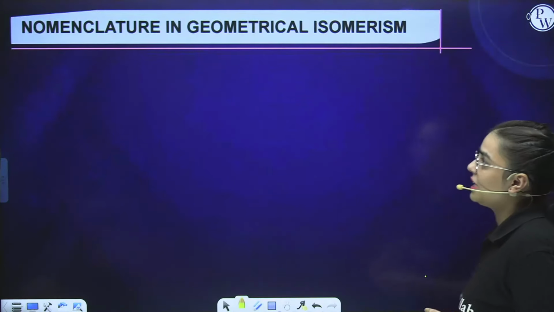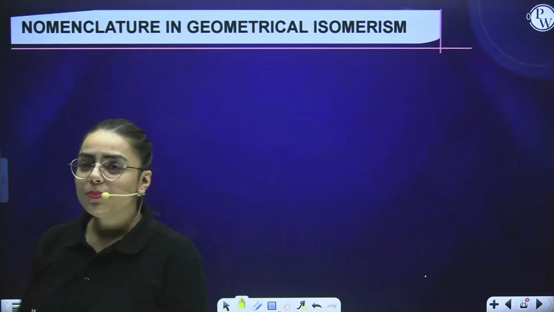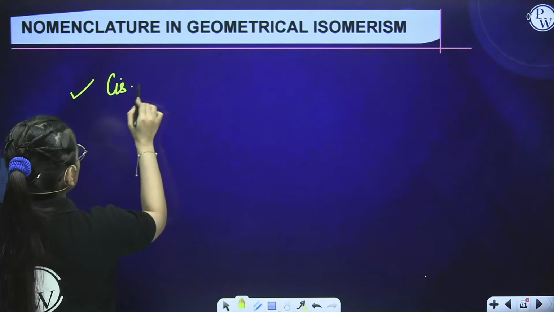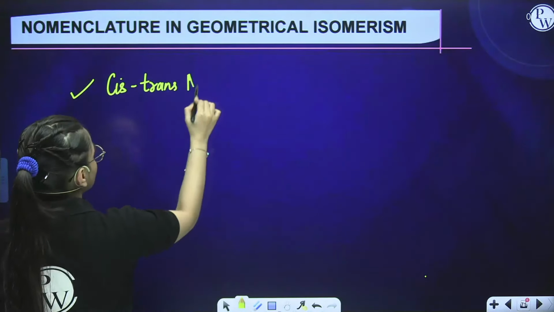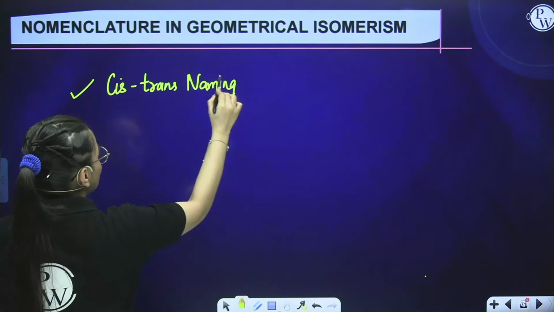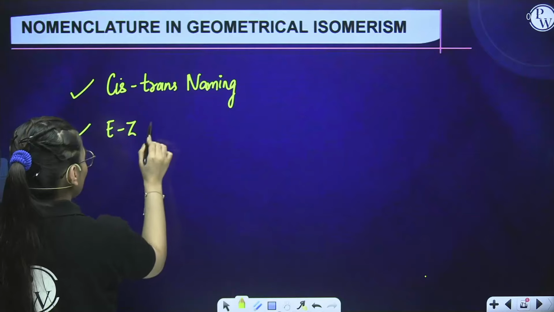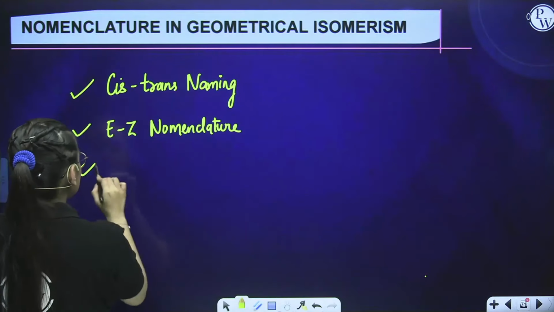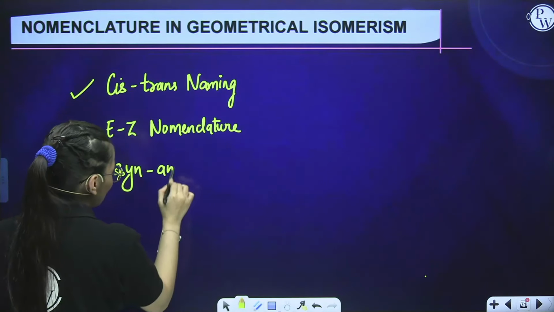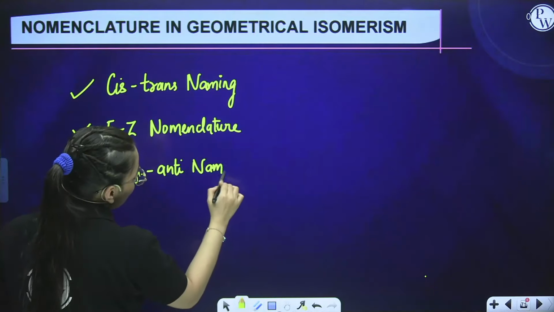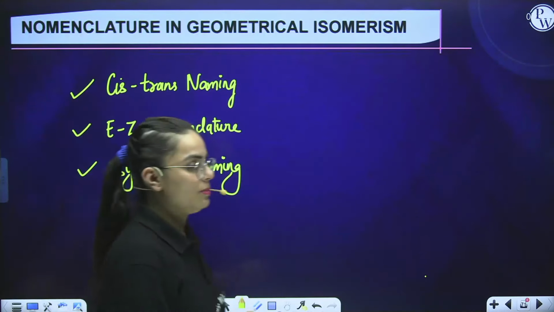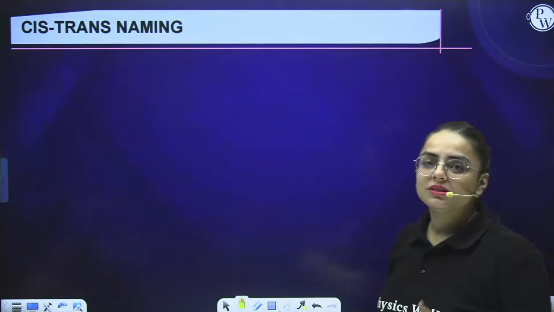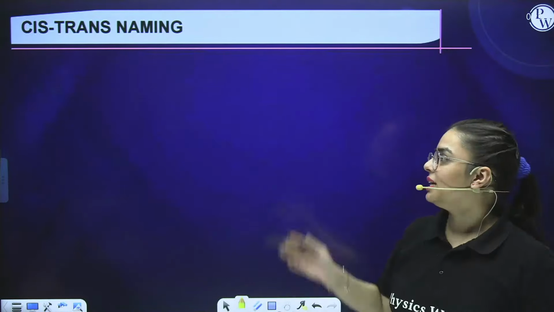Now comes the nomenclature in geometrical isomerism. Basically nomenclature is of three kinds. Number first is cis trans naming or nomenclature. The second one is EZ nomenclature. And the last one, students, is syn anti naming. So basically, we can name the geometrical isomers into three basic kinds. Number one is cis trans naming, number second is EZ nomenclature, and number third is syn anti. So first of all, we are going to study about cis trans naming.